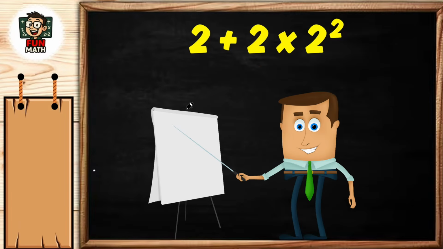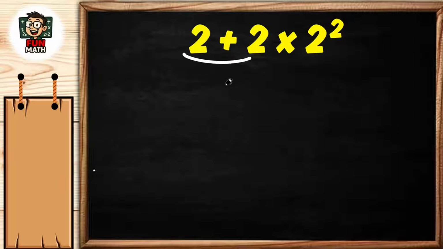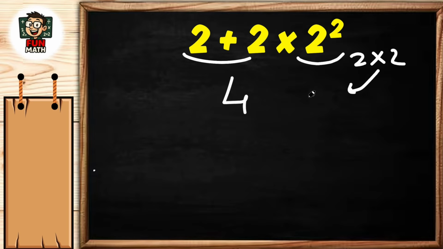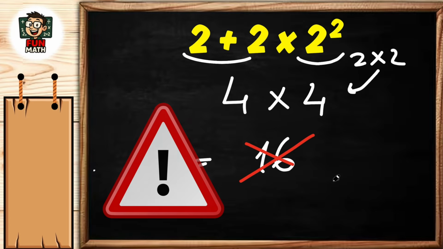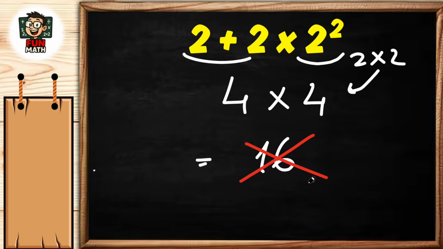Let's take a quick look at our question. 2 plus 2 equals 4. 2 to the power of 2 equals 2 times 2. 2 times 2 equals 4. Finally, multiply 4 times 4 equals 16. If you solve it this way, you made a mistake because we didn't pay attention to order of operation.